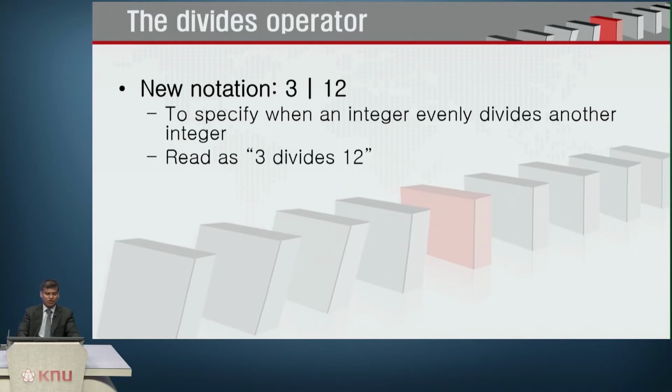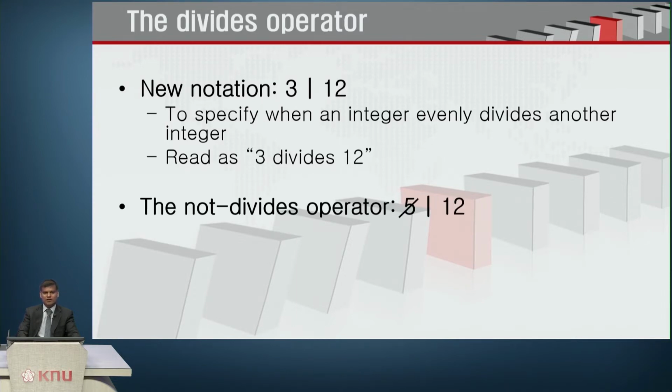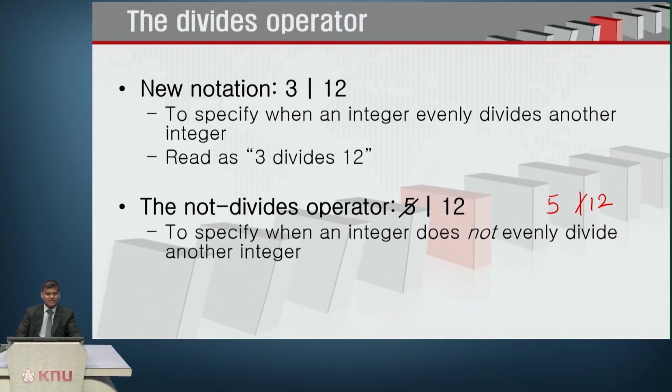Coming back to the divides operator, we also have the not divides operator. As we can see here, this is supposed to be 5 not divides 12, so there is a typo there. To specify when an integer does not evenly divide another integer, we use this operator here. So the above says 5 does not divide 12.